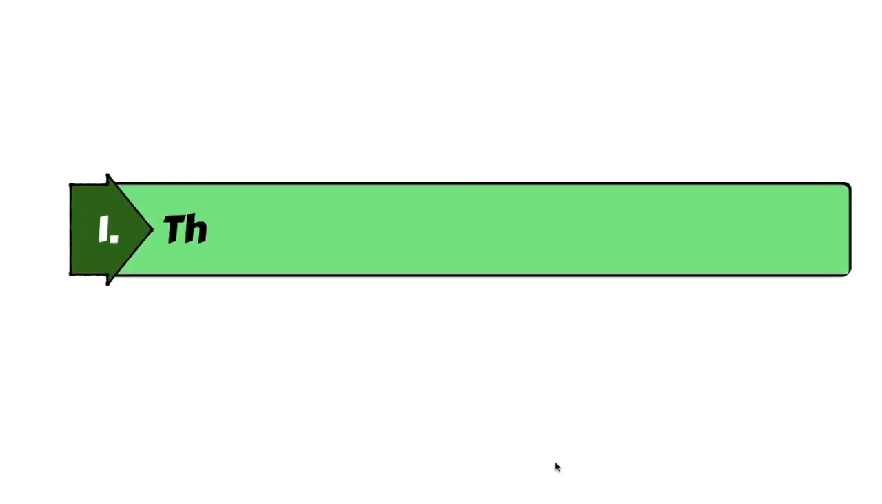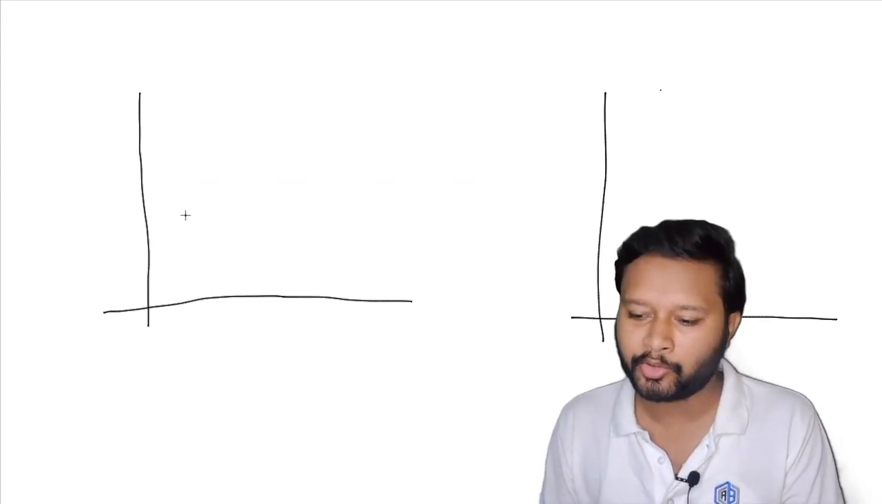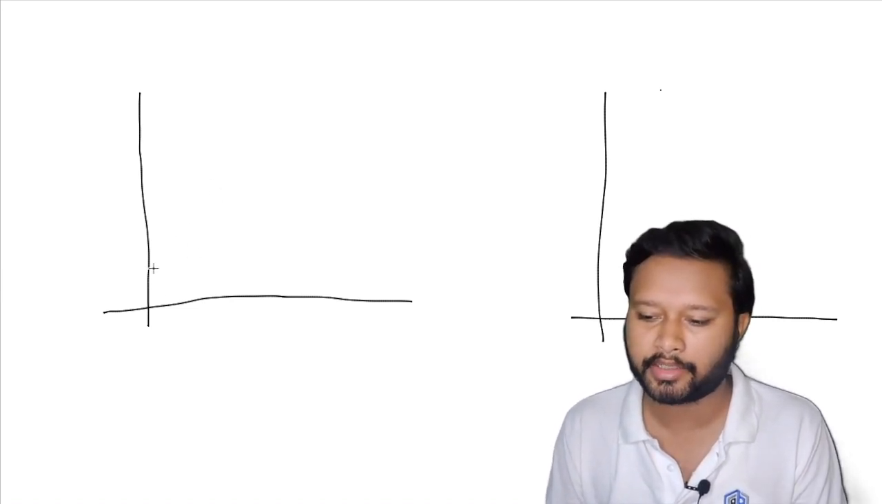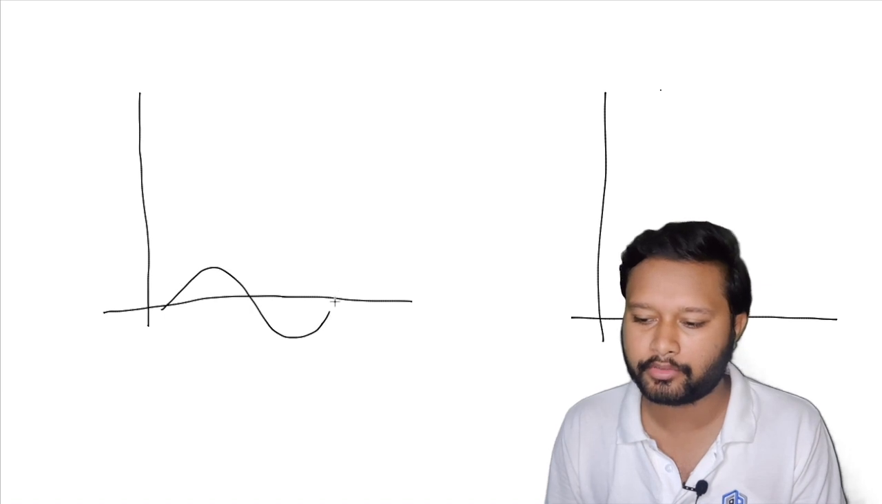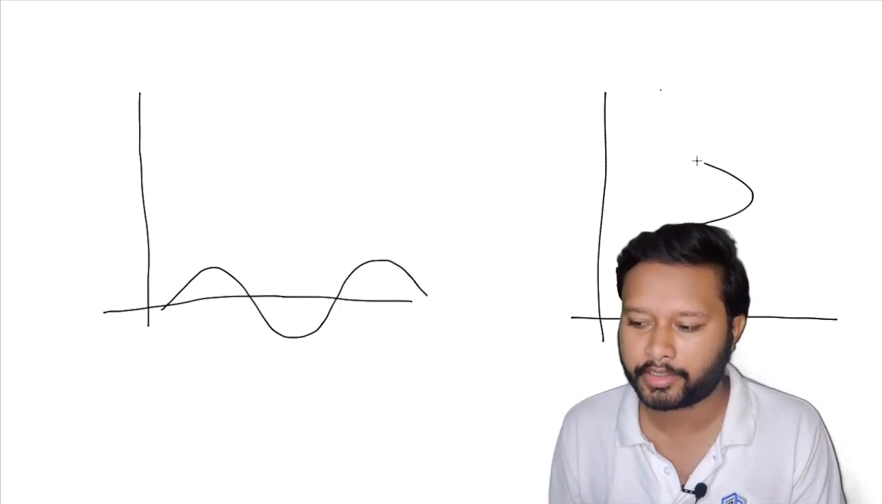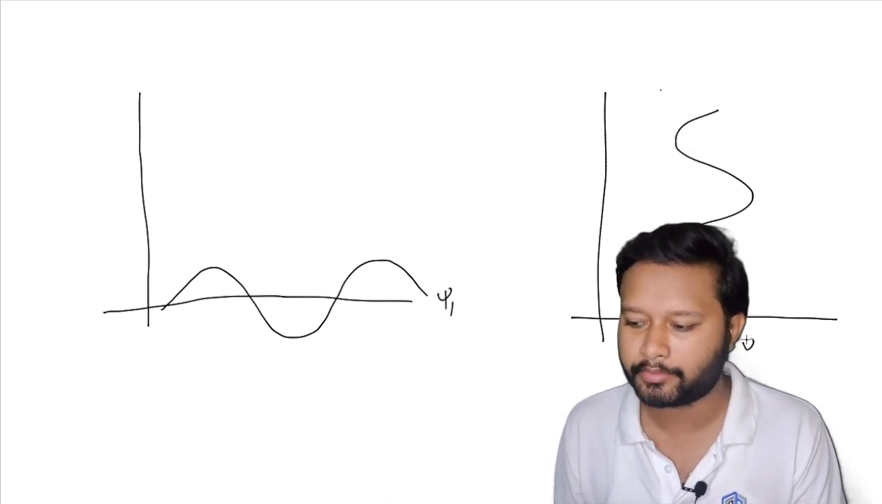So the first thing is that the function has to be single valued. So what does single valued mean now? Okay, all right, so let's consider 2 wave functions over here. Let's draw them. Let's say the first wave function goes something like this. Okay, and the second wave function goes something like this. So this is, let's say, my psi1 and this is my psi2.